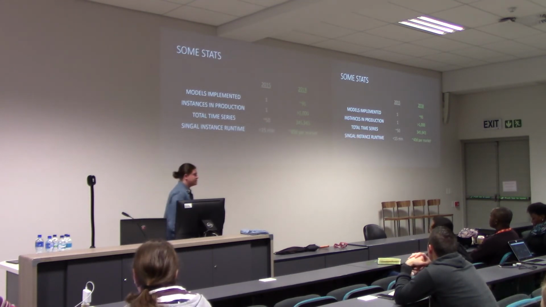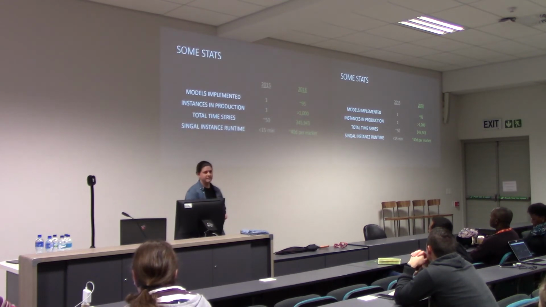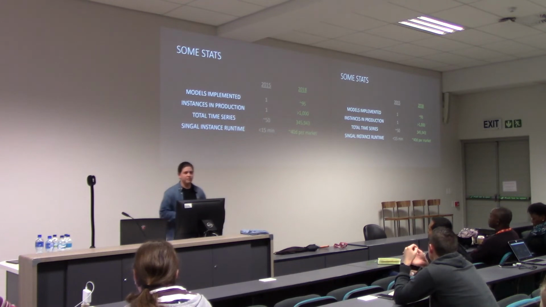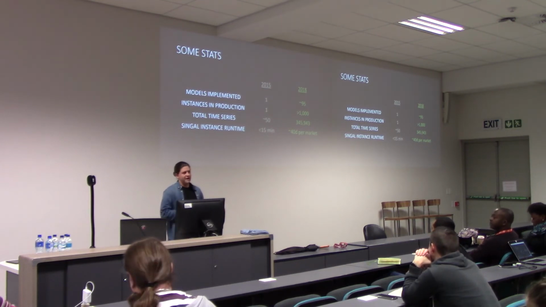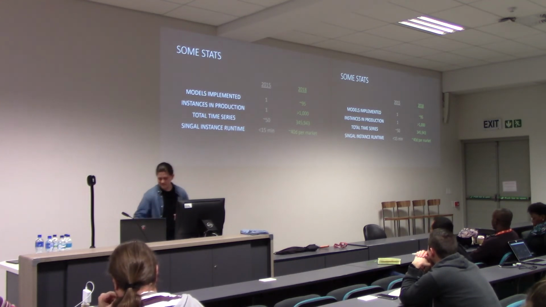Single instance runtime. If we had to run our models on one computer, when we started out it was like a 15-minute thing, very quick. And now it actually takes 40 days per market that we're looking at. We're looking at a number of different markets, so obviously it takes a really long time. If we run it on one computer, it would take about half a year to build all the models up to where they are now. But we don't run it on one computer, so it's not so bad.